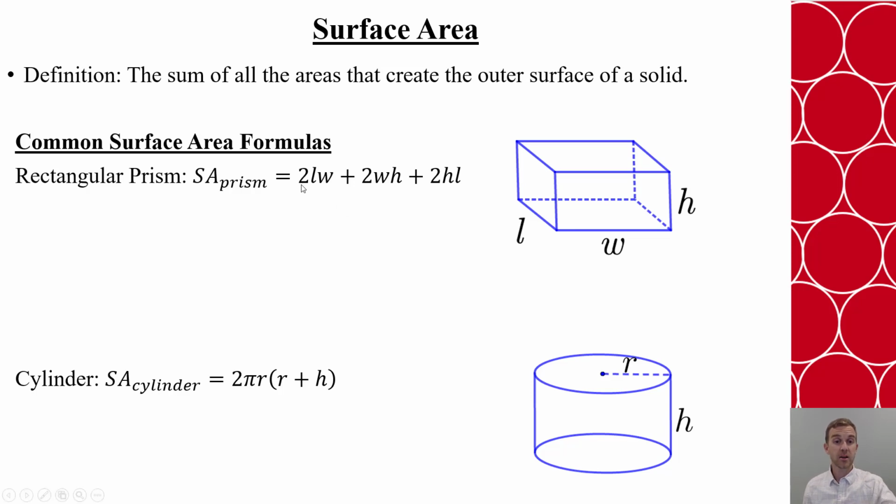For example, the rectangular prism says we're going to do 2 times the length times the width, plus 2 times the width times the height, plus 2 times the height times the length. That's the area of the 6 faces that make up the prism. In a cylinder, this is 2 pi r times the quantity r plus h.